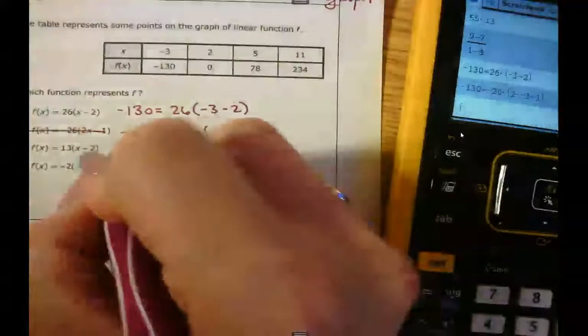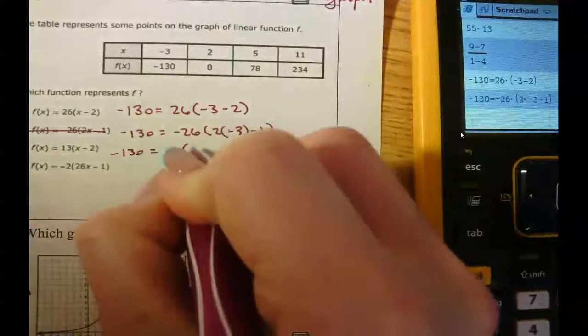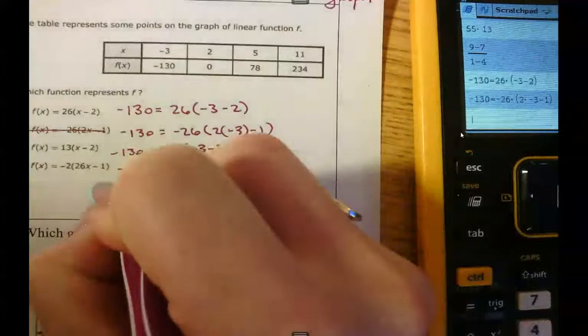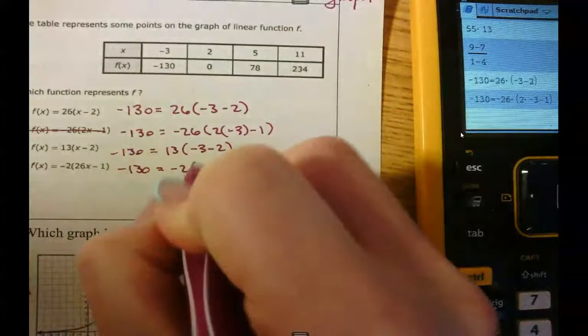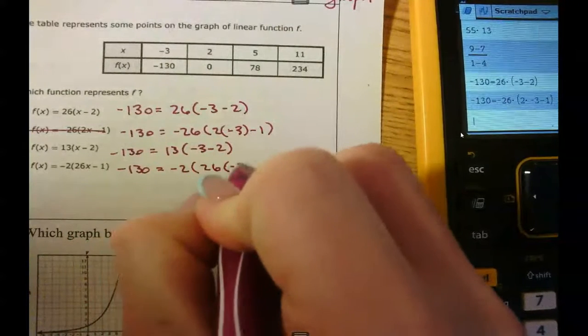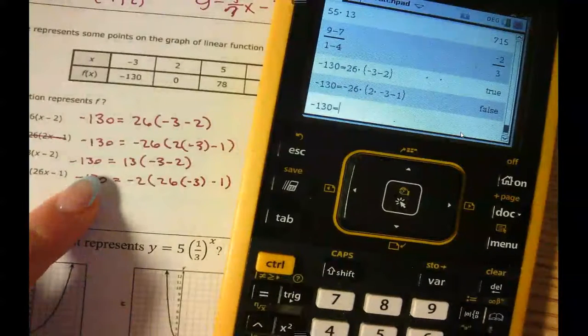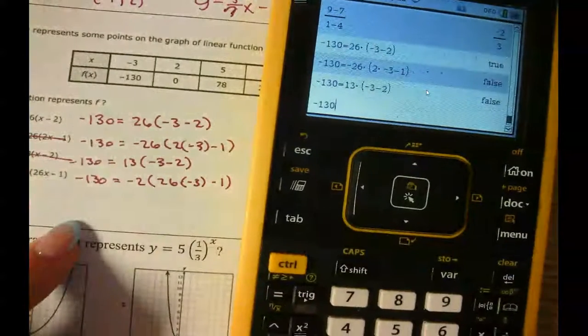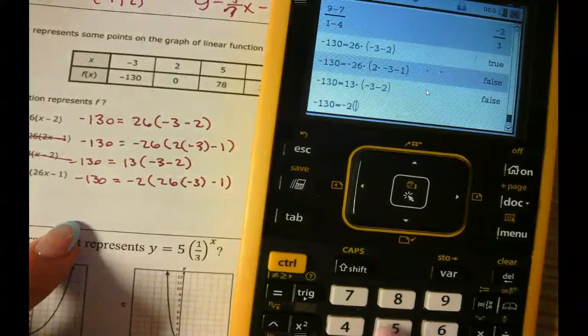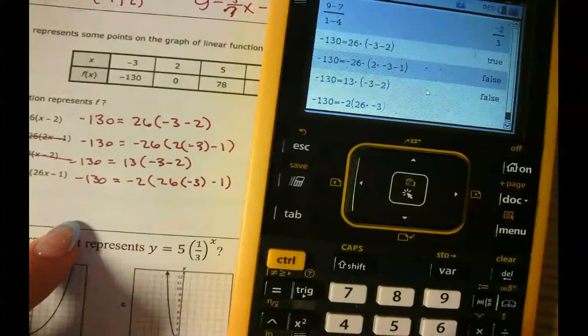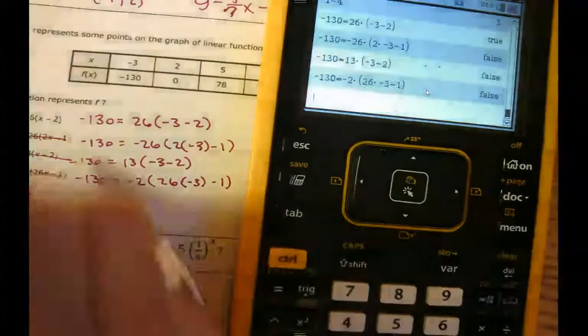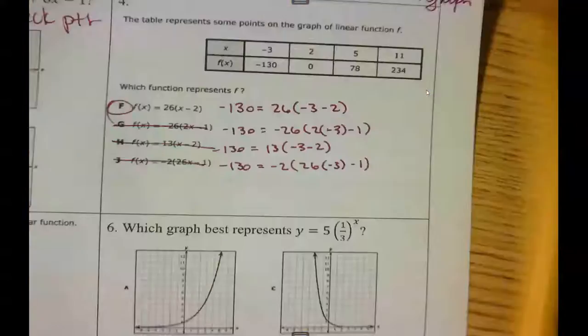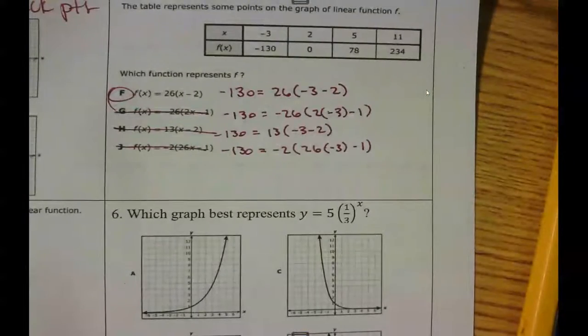So this is negative 130 equals 13, negative 3 minus 2. And this one I'll type in negative 130 equals negative 2 times 26 times negative 3 minus 1. Okay, so I'm typing those in. Equals 13, negative 3 minus 2. That says false, not it. Negative 130, negative 2 times 26 times negative 3 minus 1. That one also says false. This is the only one that came out true. So that one is my answer.